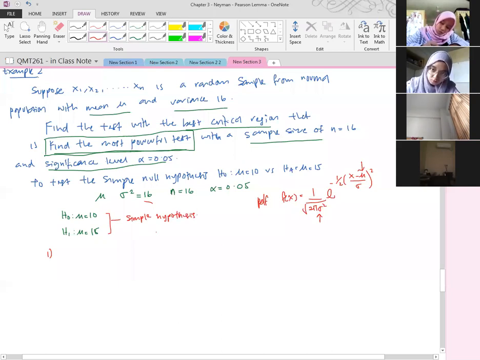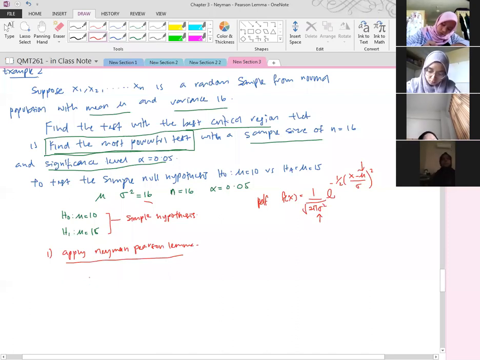So since this is a simple hypothesis, then we can apply the Neyman-Pearson Lemma, right? So to apply the Neyman-Pearson Lemma, we need to find the likelihood function for L theta naught and L theta A, right? So the L theta naught is L for mu equal to 10 divided by L for mu equal to 15 less than or equal to K.